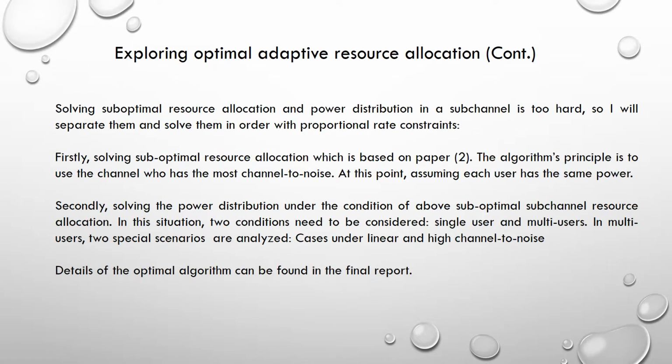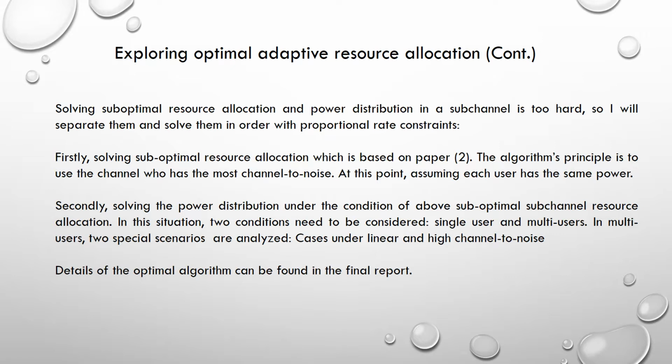But solving suboptimal resource allocation and power distribution in a sub-channel together is very hard. So I need to separate them and solve them in order with proportional rate constraints. Firstly, solving suboptimal resource allocation, which is based on paper 2. The algorithm's principle is to use the channel which has the highest channel to noise ratio. At this point, we assume each user has the same power.